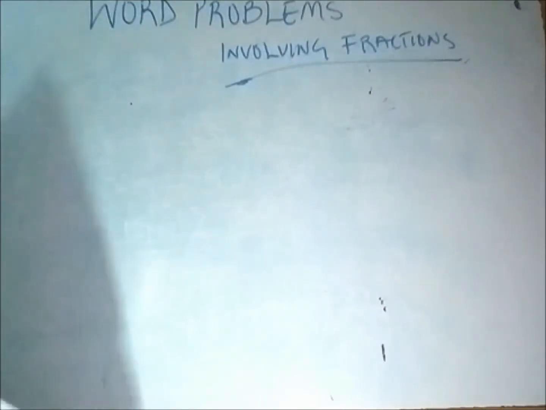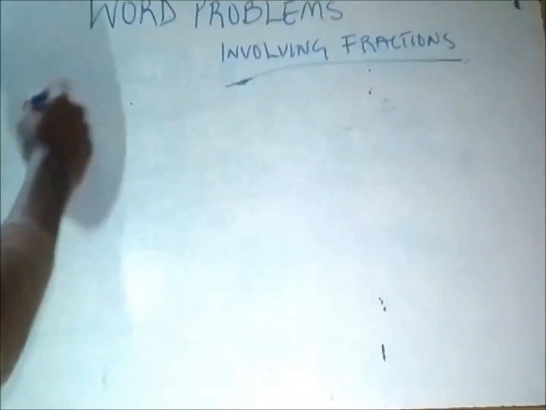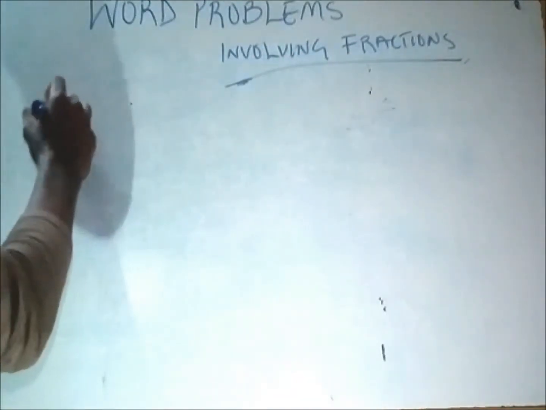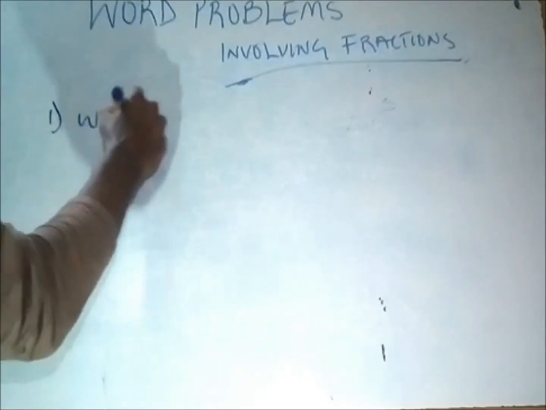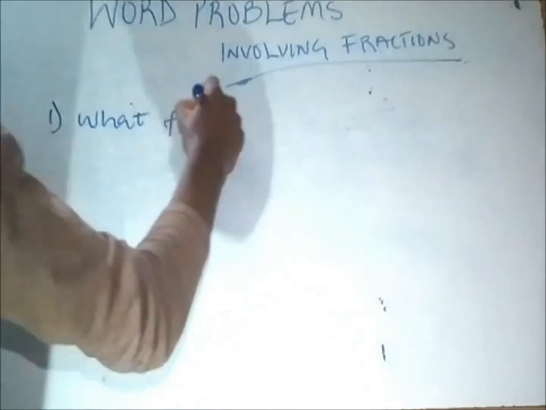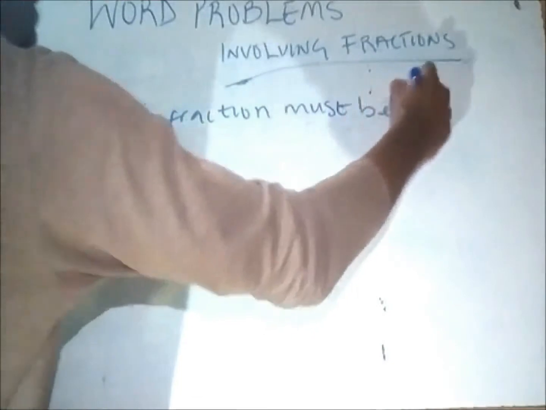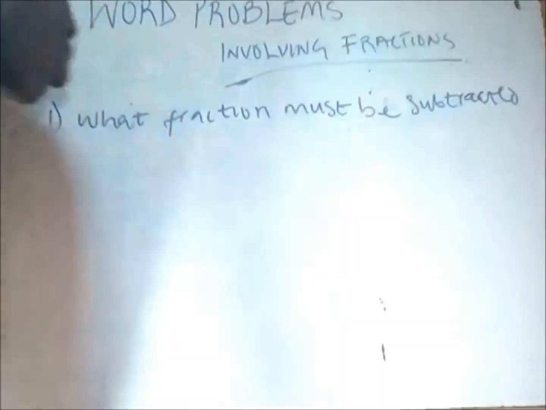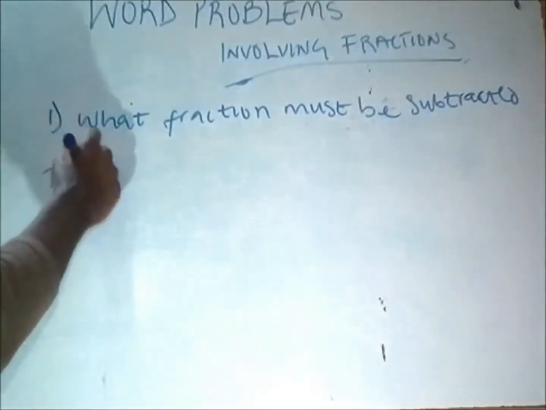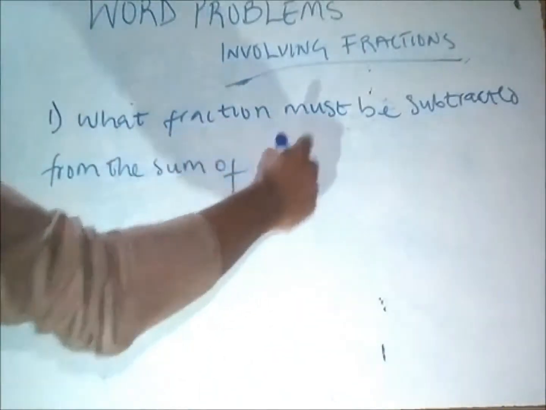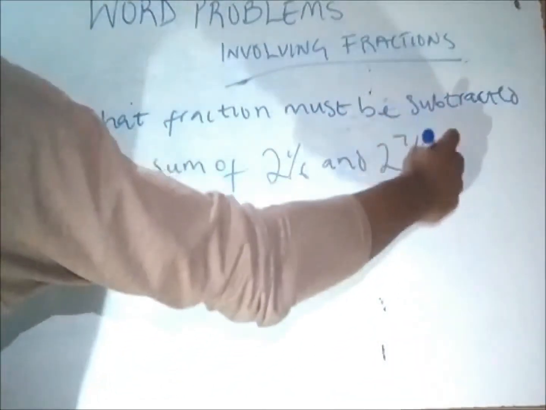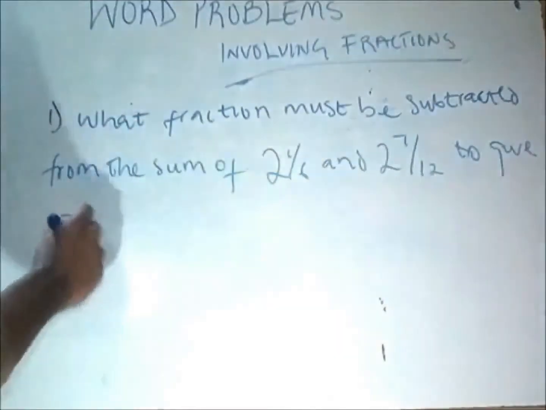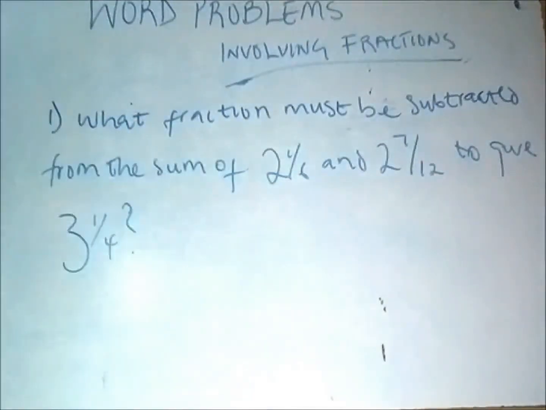Let's say, just for the basics, the question is: what fraction must be subtracted from the sum of 2 1/6 and 2 7/12 to give 3 1/4? So let's say this is the question: what fraction must be subtracted from the sum of 2 1/6 and 2 7/12 to give 3 1/4?